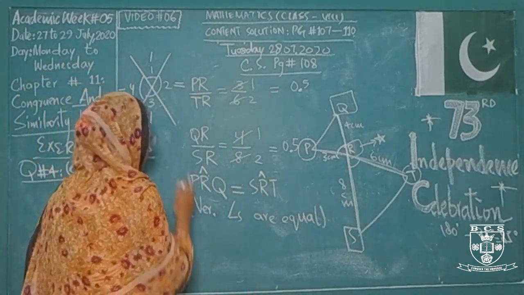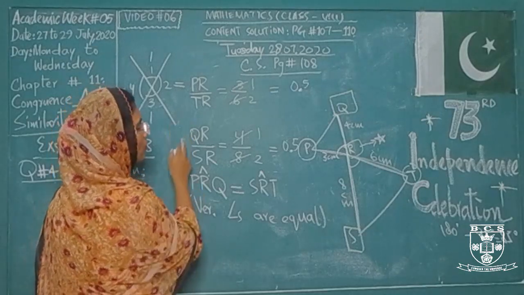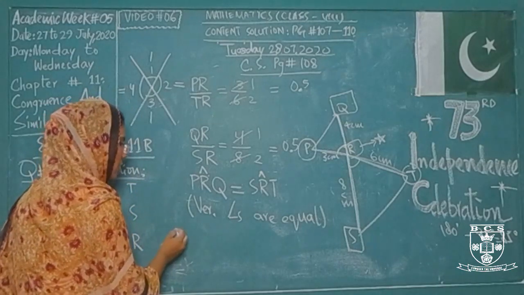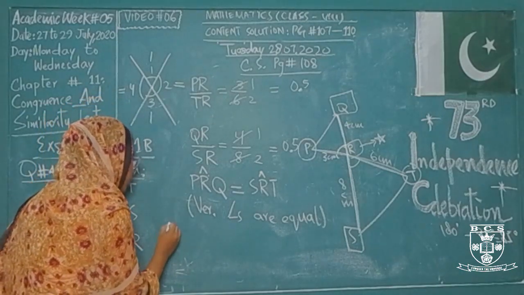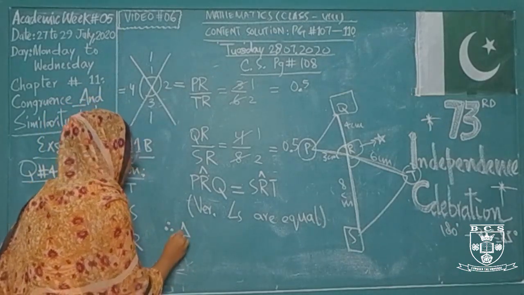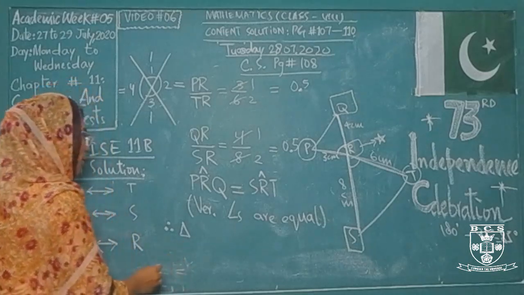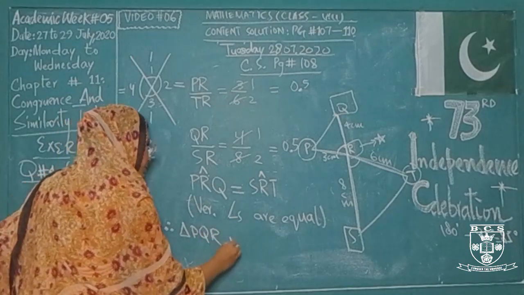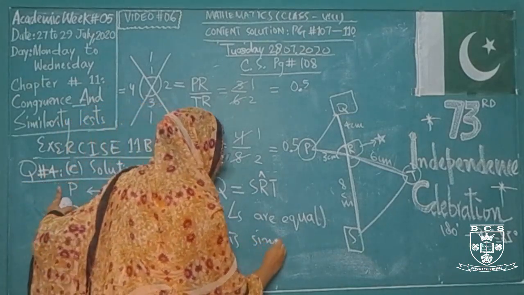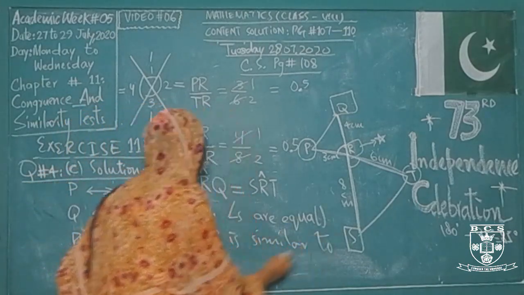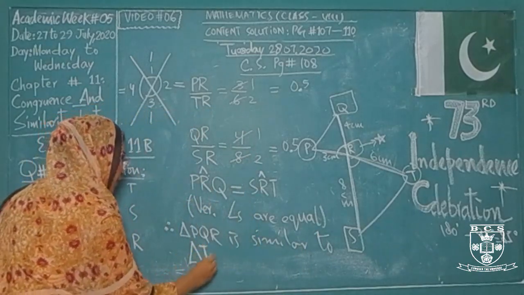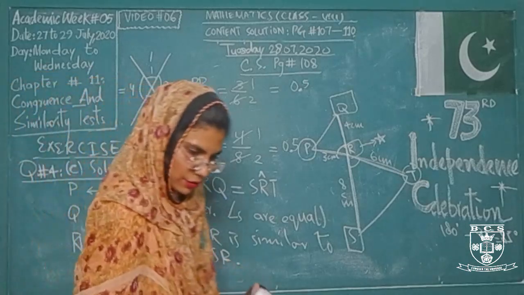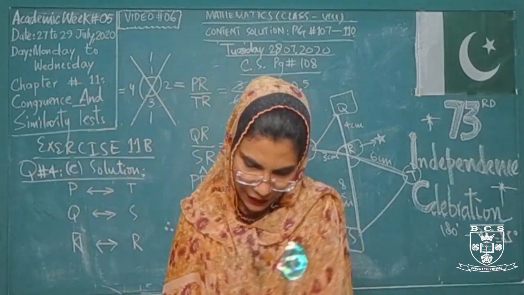Now two different sides are equal by their ratios and one angle is also equal. So you will mention your reason here or you will directly write down your equation for their similarity. Now I am mentioning my triangle PQR is similar to my triangle TSR. Okay, so after that question number 4 is also completed.